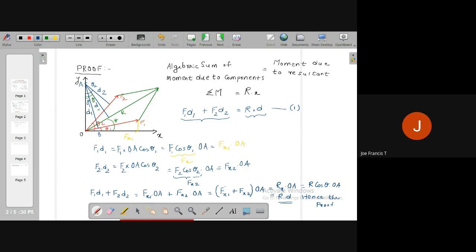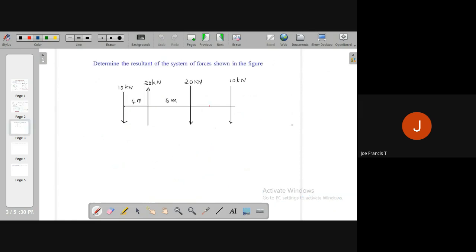So I got a question. Can you note down this question? There is a system of coplanar forces given, coplanar parallel forces. The question is, determine the resultant of the system of forces shown in the figure. There are 4 parallel forces acting. Can you note down this question? This is 7 meters here. Just put it like this is 7 meters.